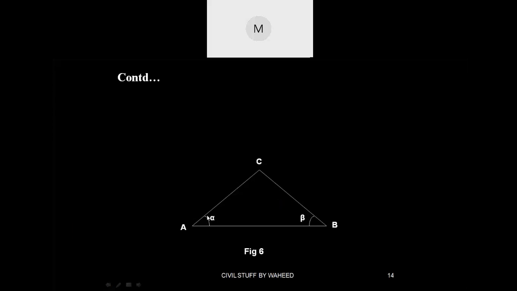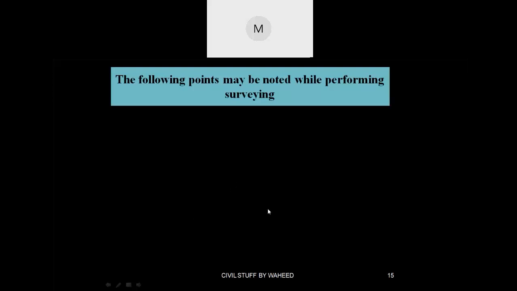So see here, in this case, I know the AC angle and the BC angle. So directly keep the pro circle, point out the alpha angle and point out the beta angle, and both will intersect on the common point, that is AC. This is both angular measurements.